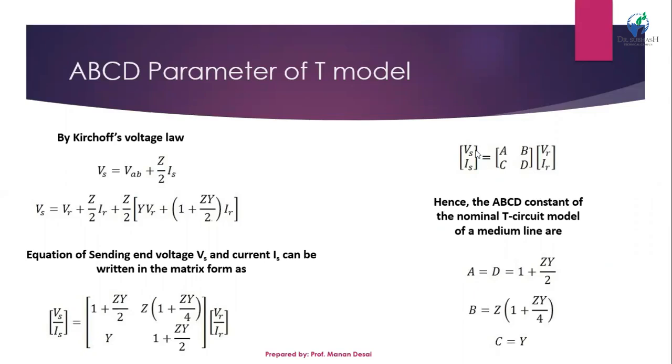So ultimately, in this form we derived the ABCD constants of the nominal T circuit method. A is equal to D, see, both are the same. A is equal to D is equal to 1 plus ZY by 2, B is equal to Z (1 plus ZY by 4), and C is equal to Y. So I hope you understand the ABCD parameters of the T model. Thank you.